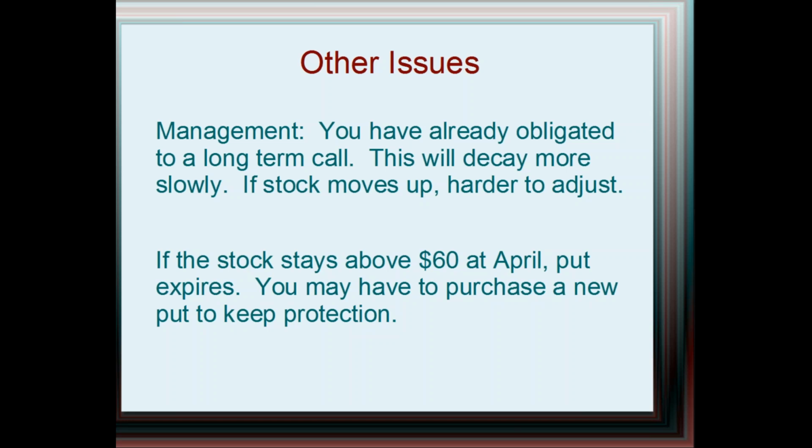Our short call that we got a good premium for, though, is going to decay more slowly. We've already entered into this idea that we've sold a call already. Management becomes a little bit more difficult, and it becomes harder to adjust if we want further upside. Now, if the stock stays above 60 at April, what happens? Your call expires, your put expires worthless, excuse me. Might not be able to manage the call that well, so what happens? You got to buy another put, a May, a June, or a July.